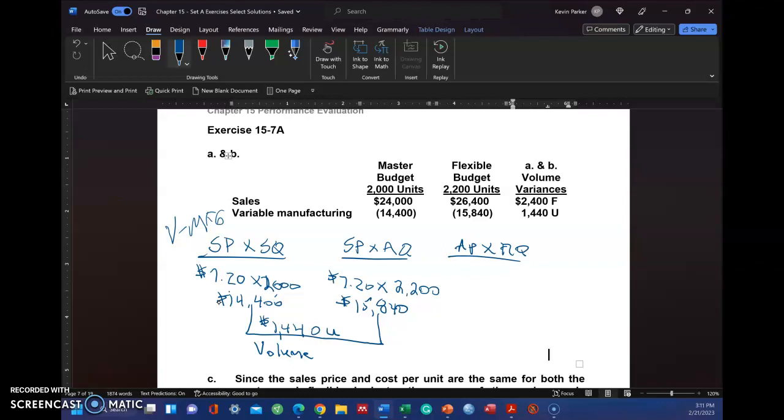Now, it would have been great if somehow or another we increased sales, but it took less materials. We weren't given that information. Okay.